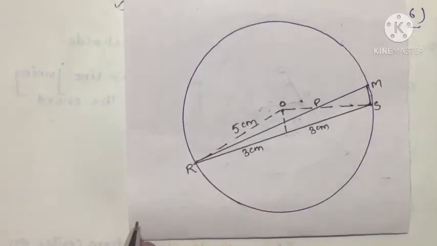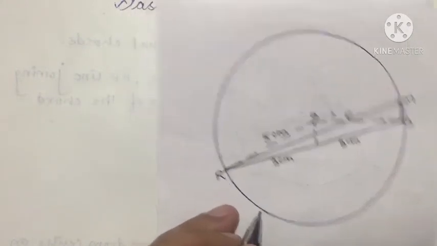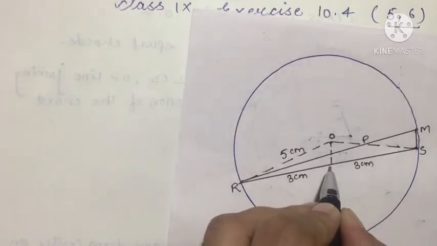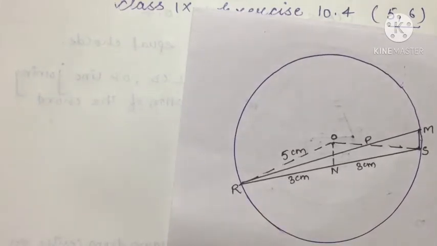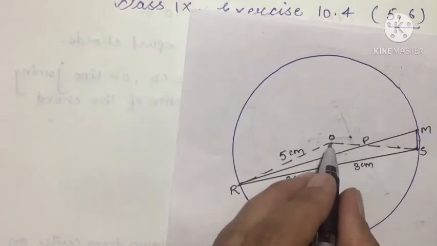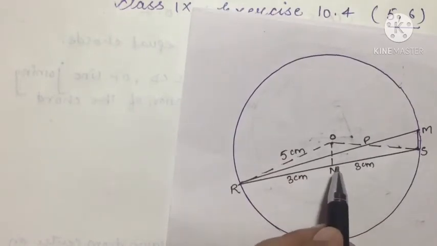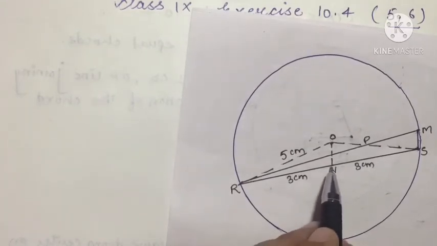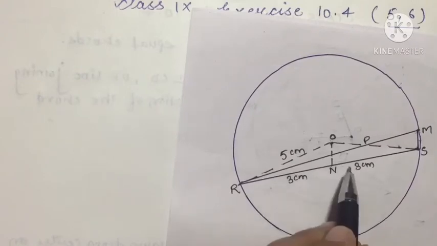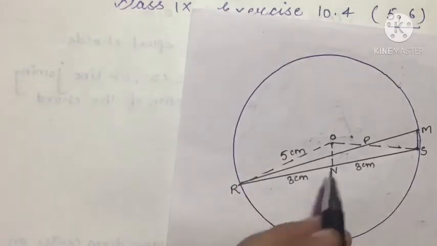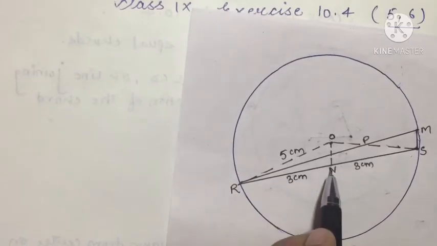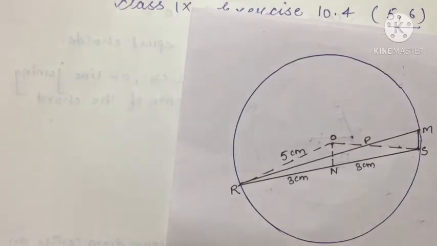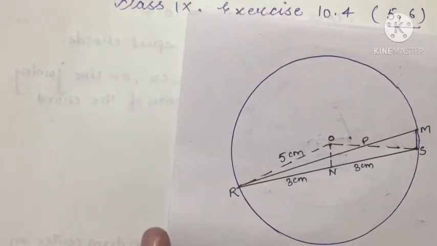What we have to find out in this question is RM. Now, what we have done in this question is draw a perpendicular from O to RS. Let us take it as N. A perpendicular drawn from the center on a chord divides the chord into 2 equal parts. That's why I have taken it as 3 and this is also 3. This complete RS was 6, and the perpendicular drawn from the center on the chord divides the chord into 2 equal parts. That means my RN will be 3 and my NS will be 3. This is what we have done in this question.